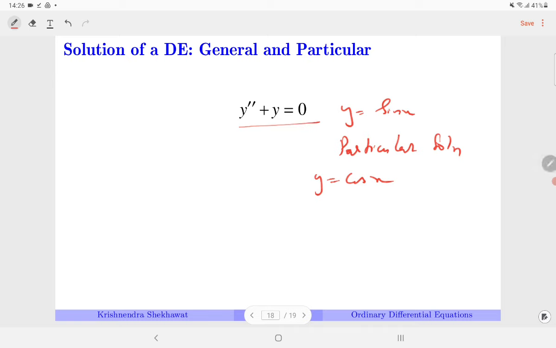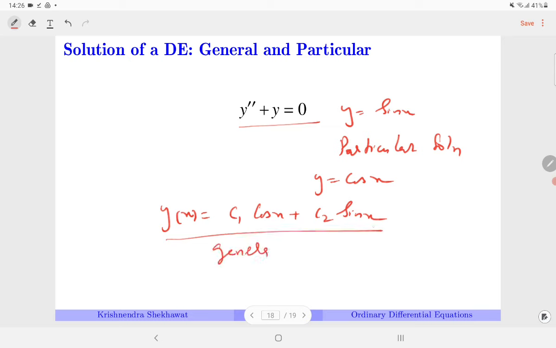But if we write down the solution in such a form that it covers all possible solutions, then it is known as the general solution. So c1 cos x plus c2 sin x, where c1 and c2 are arbitrary constants, can take any real value, and in this case you can see that all possible solutions of this differential equation are covered. So this is the general solution.